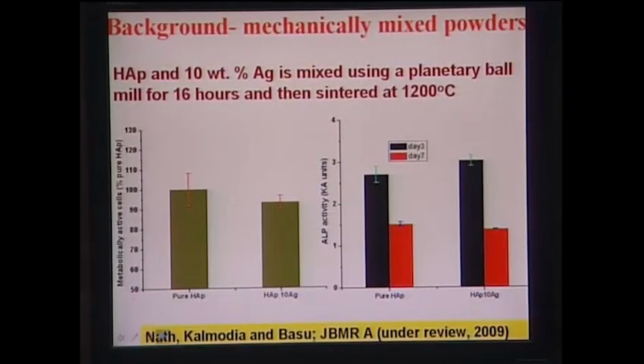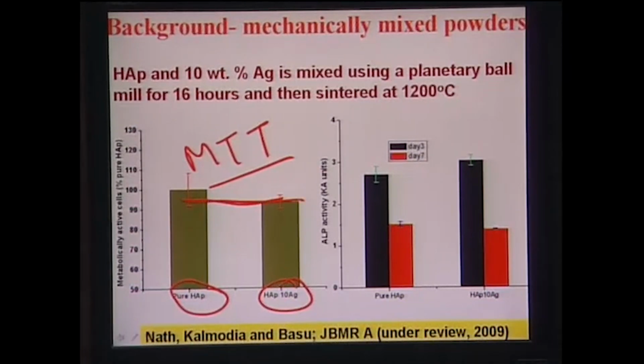Now we have done some initial study on the cytocompatibility or the cell fate processes. First we have done the MTT test. As you know, this MTT test is largely used for assessing cell viability. Here we have tested pure hydroxyapatite and hydroxyapatite with 10% silver. What you notice is that their error bars slightly overlap with each other.